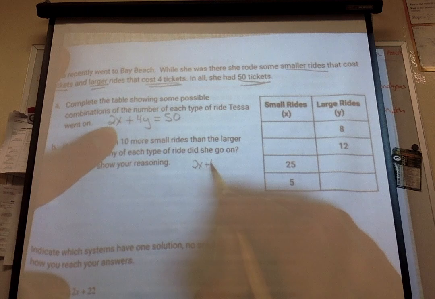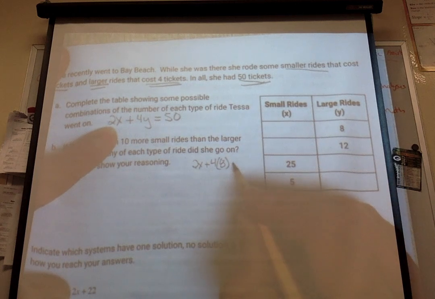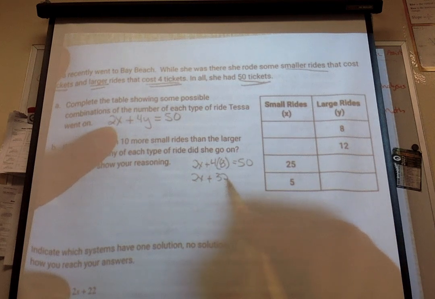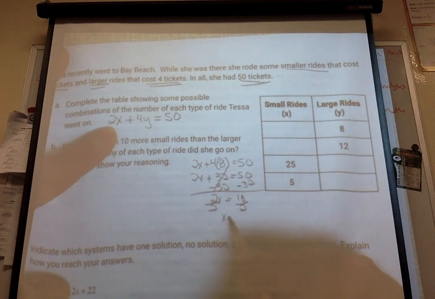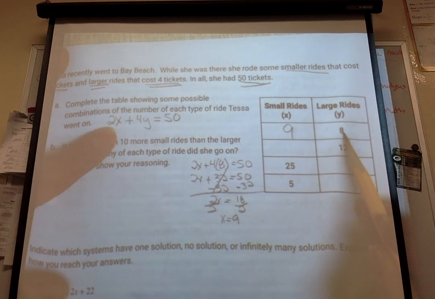2x plus 4 times y, which is 8. They're telling us y is 8. And we're going to set that equal to 50. So it's going to be 2x plus 8 times 4 is 32 equals 50. I'll subtract 32 to get x alone. When we do it on one side, we do it to the other. The 32's cancel out, so we have 2x equals 50 minus 32, which is 18. I'm going to divide by 2. My last step, x will equal 18 divided by 2, which is 9. So if we went on 8 large rides, we have enough to go on 9 small rides.